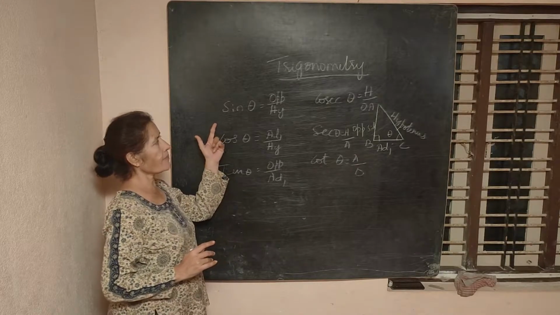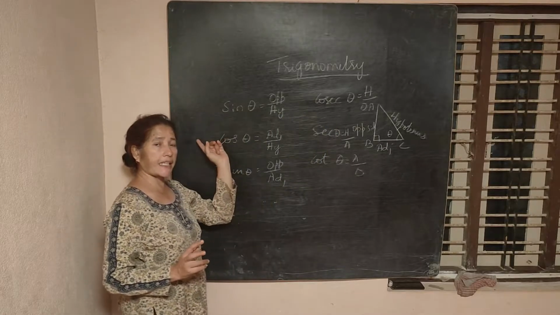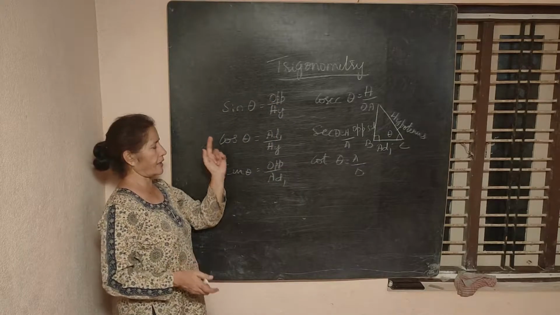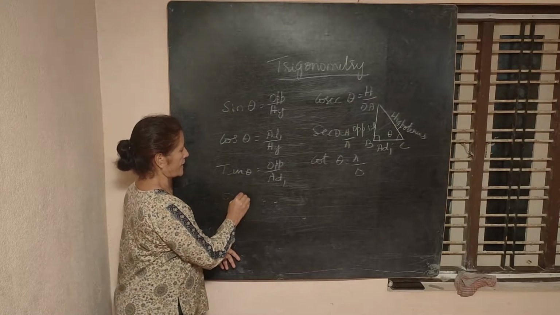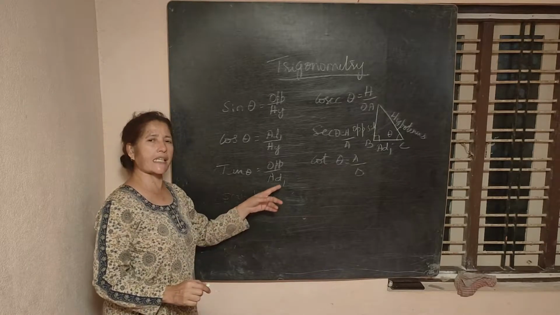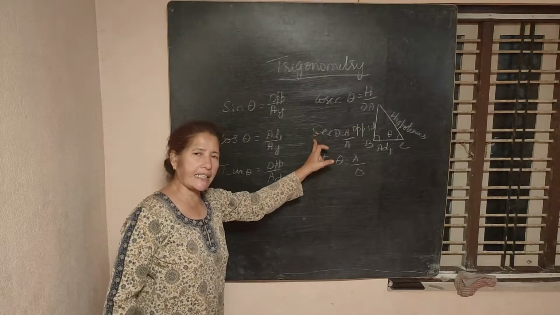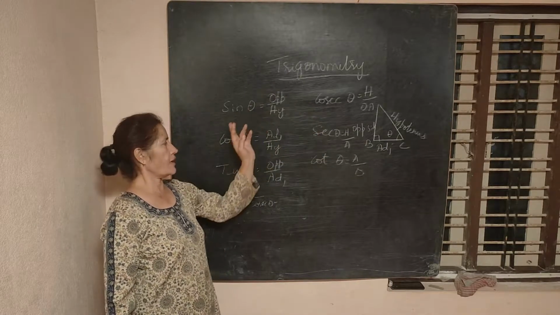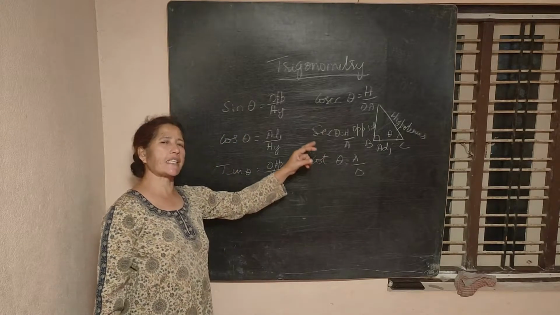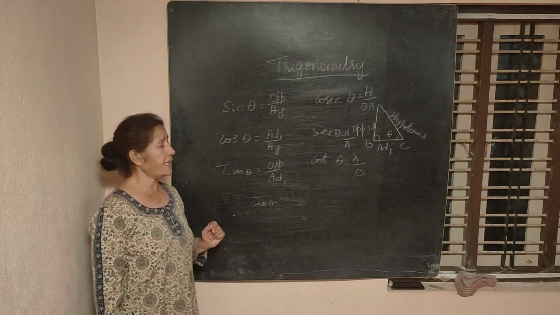Sin theta is the reciprocal of cosecant theta. So sin theta is equal to 1 by cosecant theta, or cosecant theta is equal to 1 by sin theta. Cos theta is equal to 1 by secant theta, or secant theta is equal to 1 by cos theta. Tan theta is equal to 1 by cot theta, or cot theta is equal to 1 by tan theta. Is this much clear to you all?